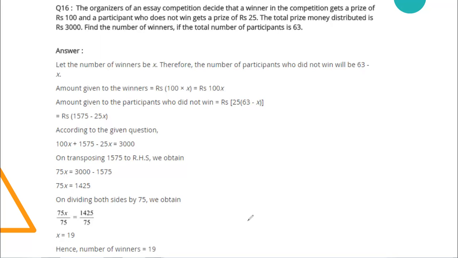Now, you can either transpose 75 to your RHS, which converts to division, or you can divide both the sides by 75, and 75 will be taken off. So x equals 1425 by 75. What is your answer? 19. So x equals 19. X in sense the winners, right? So the winners are 19.